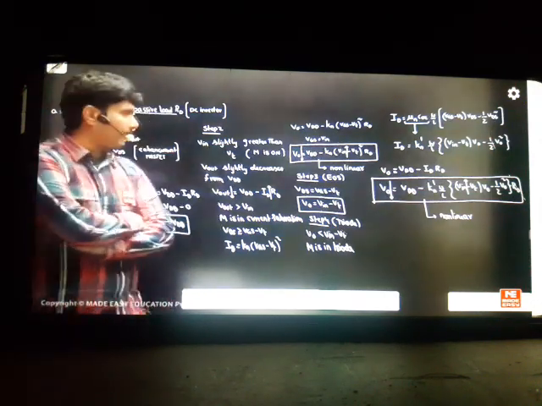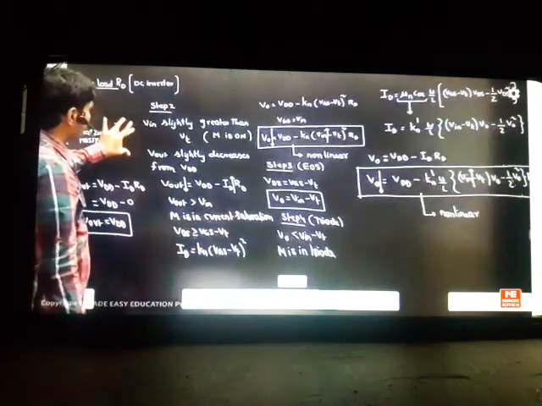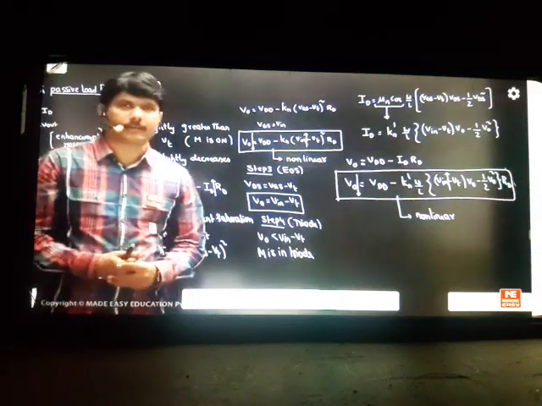Is the board clear for you, or shall I magnify it? This part, if you want, I'll magnify it. Step 2 onwards, I'll magnify it otherwise. Step 2 onwards you can see. I'm expecting that up to step 1 you have written.